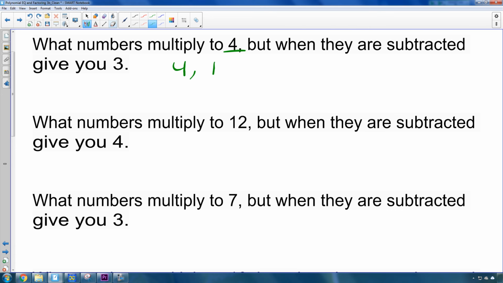And then I say, what numbers will multiply to 12, but when they're subtracted, they give you 4? Does anyone want to jump in? 6. Numbers that multiply, yep. 6 times 2 is 12, and 6 minus 2 is 4. So 6 and 2 are your numbers.